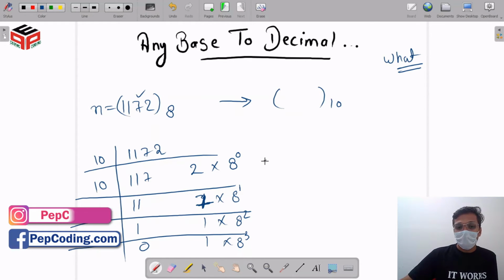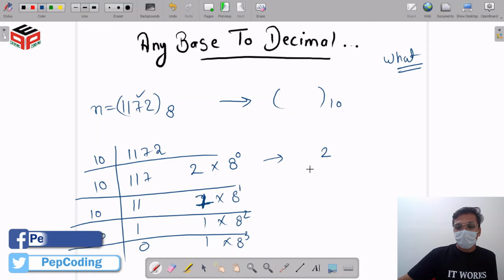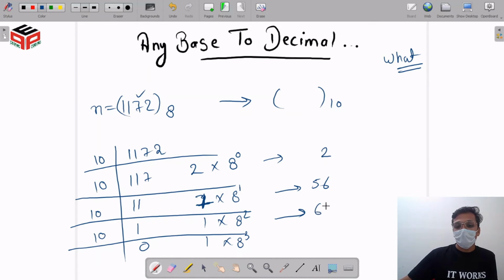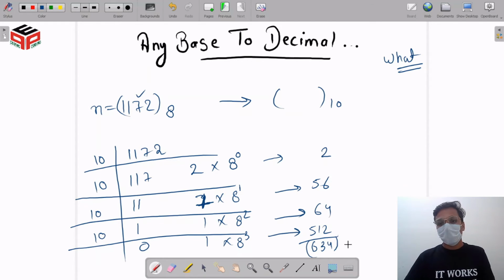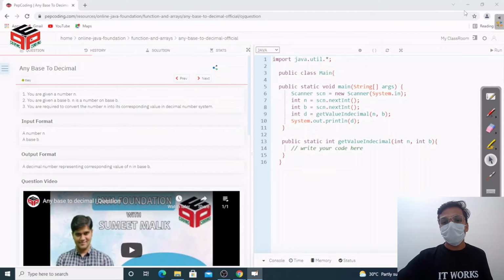After that, when we get our answer, that is 2, this is 56, this is 64, this is 512. So when we add all these numbers, we get our output as 634. So that is how we are going to approach this question. So now let's code up this question.